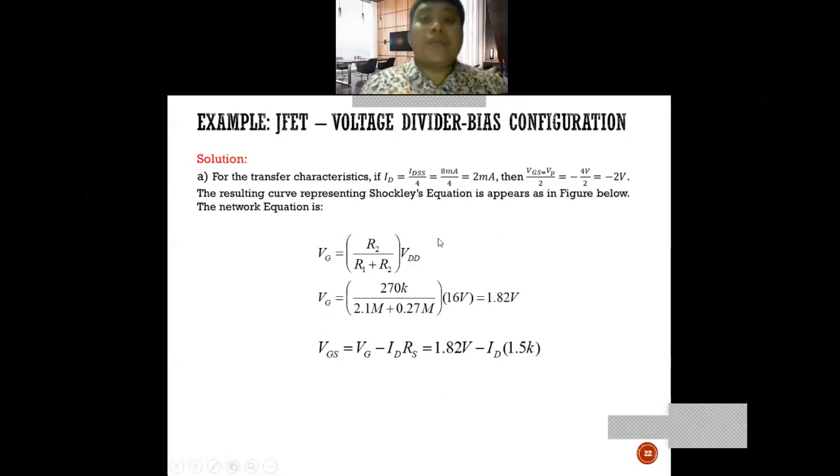For self bias, we do not use the Shockley equation because it has its own equation, but for the voltage divider we use the Shockley equation. So we use the voltage divider formula, and to find ID we need to use the Shockley equation. IDSS over 4 and VGS equal to VP over 2 to find the ID and VGS. So we can solve the voltage divider equation like this.